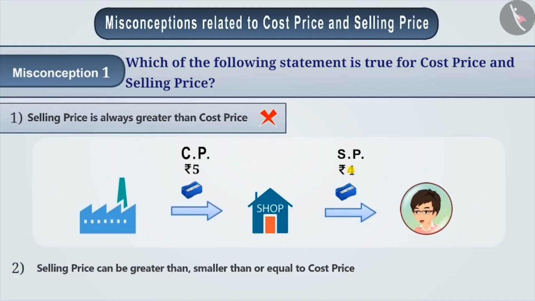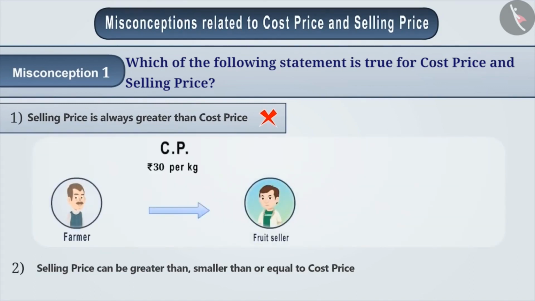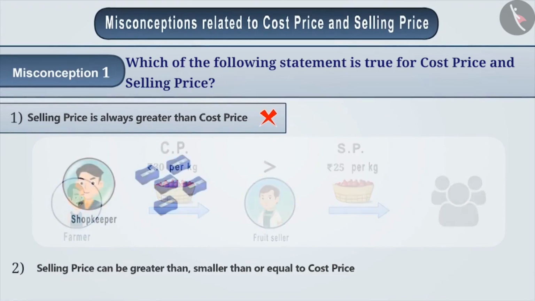In many situations, selling price could be less than the cost price. Some of these situations are as follows. A fruit seller purchased pomegranates from a farmer at the rate of rupees 30 per kg, but due to a small number of buyers, he was not able to sell them. At last, he decided to sell those pomegranates somehow, for which he set their price as rupees 25 per kg, which means selling price is lesser than the cost price.